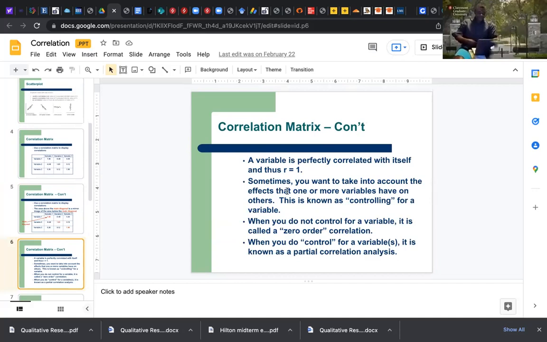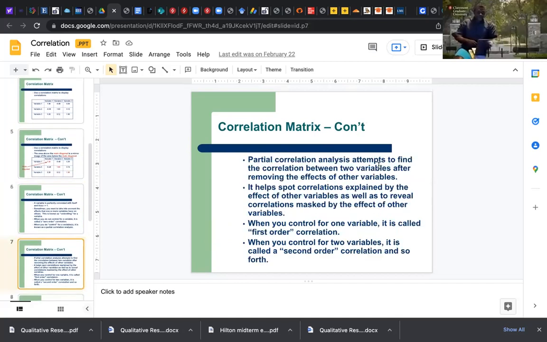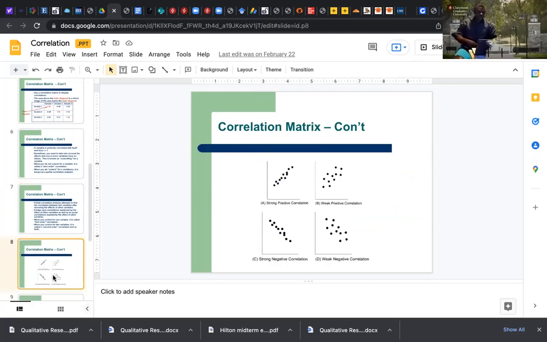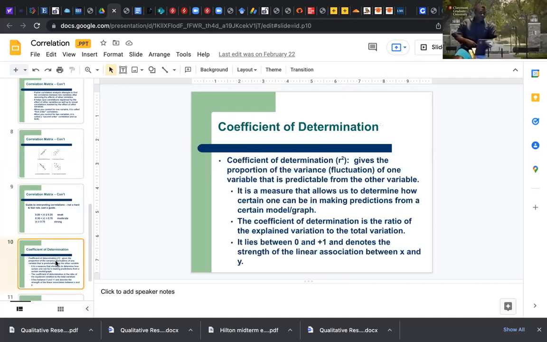Sometimes you may take into account the effects of one variable on another. This is controlling for, that is covariates. When you do not control a variable, it is called a zero order correlation. Partial correlation attempts to find a correlation between two variables after removing the effects of other variables. It helps to spot correlations explained by the effect of other variables, as well as reveal correlations masked by the effect of others. When you control one variable, it is called first order correlation. We usually don't do that a lot in correlation. We don't have covariates when you're doing ANOVA and the rest.